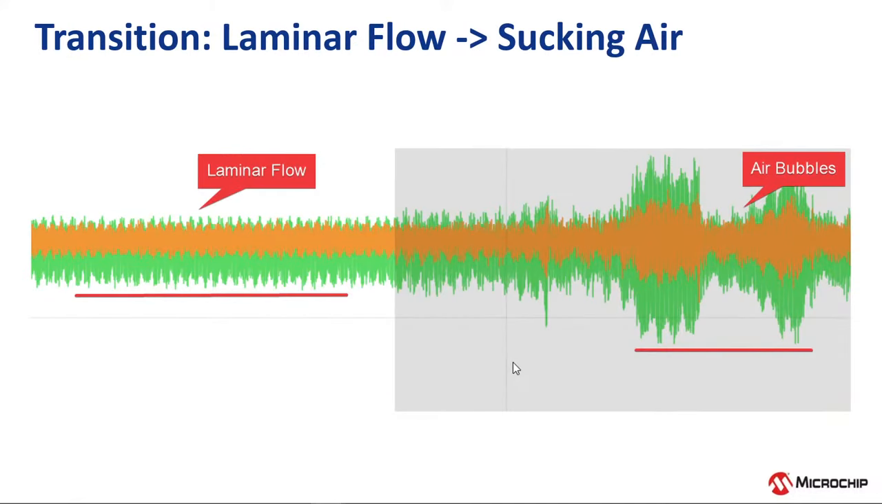Here is a slide of some of the quick data. On the left, we have standard laminar flow, full speed of the pump, the liquid. On the right, the water level in the tank started to drop, so we started introducing air bubbles into the flow as it's emptying. So for more on SenseML, here is Chris.